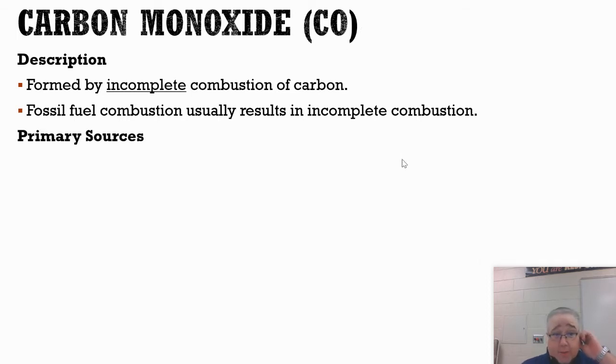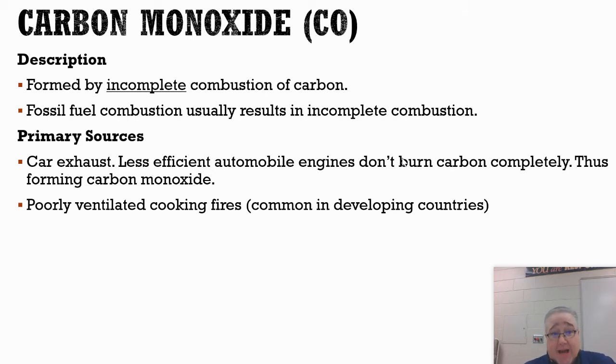A lot of times when it comes to carbon monoxide emissions, car exhaust is one of the big culprits, especially cars that were built back in the 1970s, 1980s, or even earlier. A lot of those cars don't have as efficient engines as we do today. Those less efficient engines don't burn the carbon in the fossil fuel as completely as they normally would, and that forms more carbon monoxide than ever. Every automobile is going to produce carbon monoxide, but some produce more than others do.